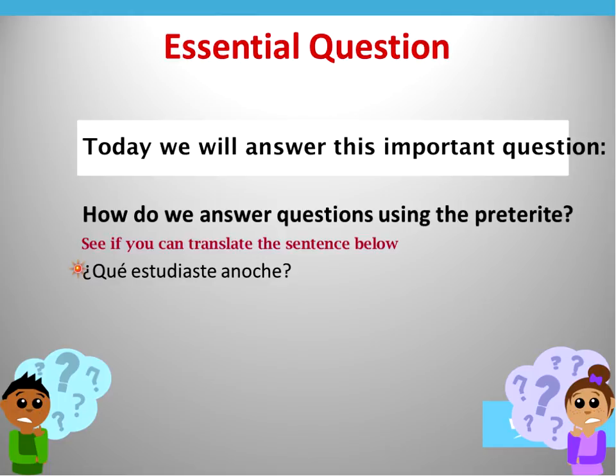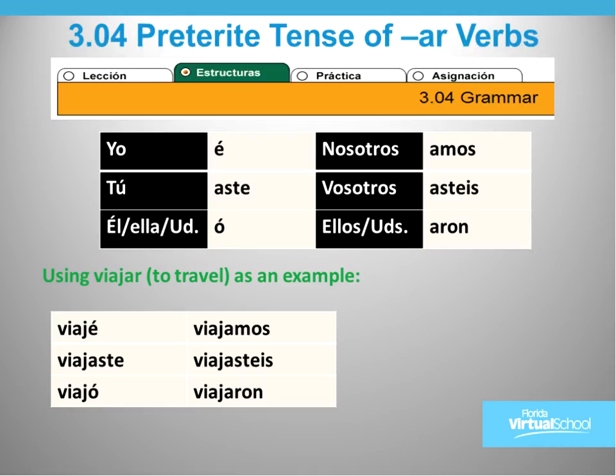So the question is, how do we answer that in Spanish? This is the tú form of the verb in the preterite. So that -aste is our ending that we want to change to the yo form when we answer it. So here is what you're going to need to know for 3.04 asignación, for 3.05 asignación, and for your 3.04 prueba dos. So 3.04 in the estructuras tab, it's so important that you know these endings.